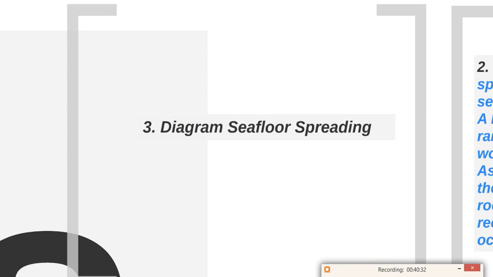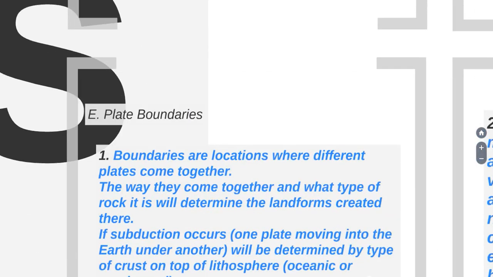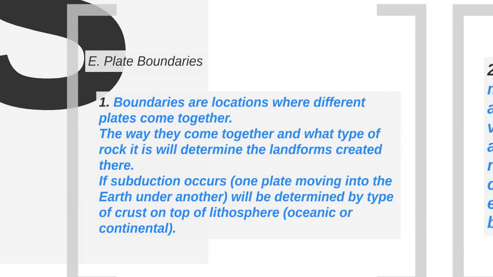Alright, so plate boundaries. Boundaries are locations where different plates come together. The way they come together and what type of rock it is will determine the landforms created at those locations. Whether subduction occurs, where one plate moves under another into the earth, will be determined by the type of crust on top of the lithosphere that's coming together. If it's oceanic or continental, it's going to make a big difference.